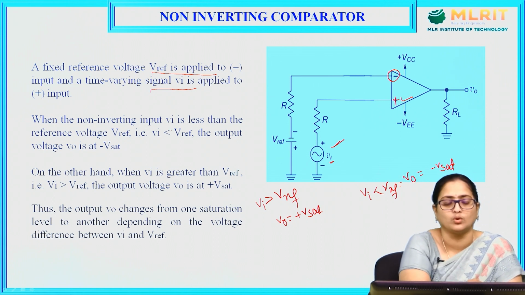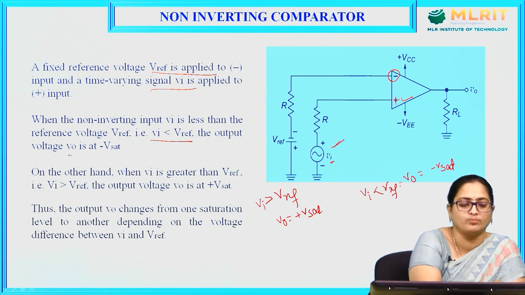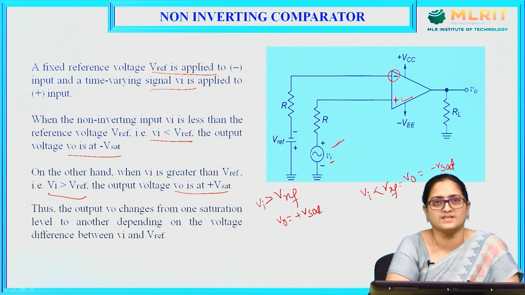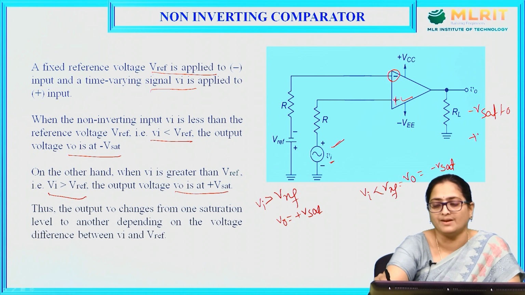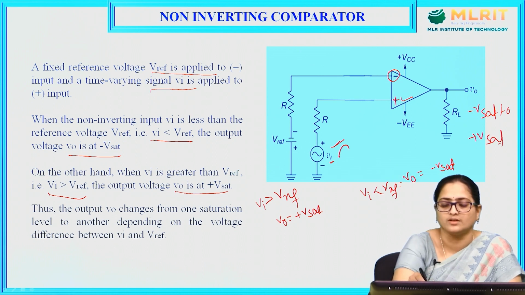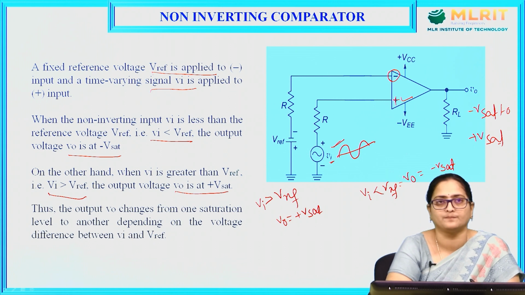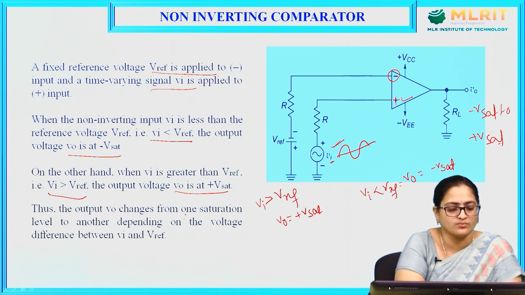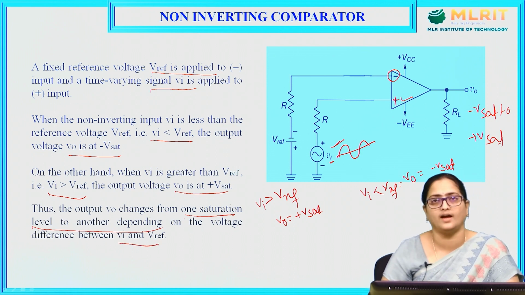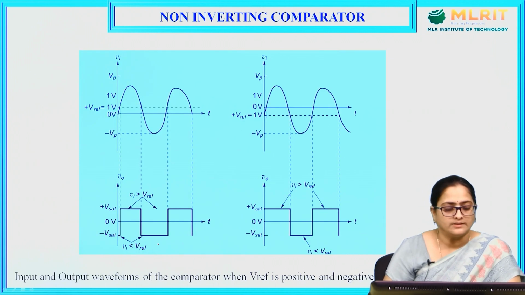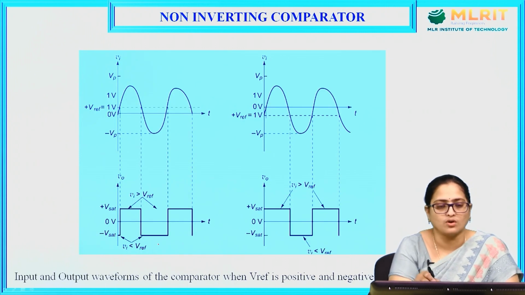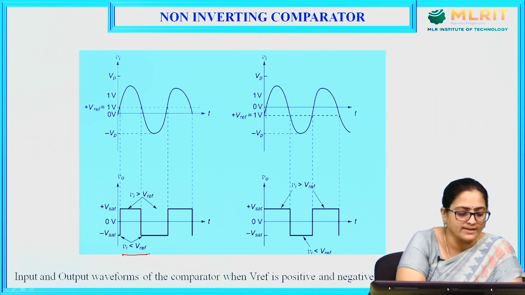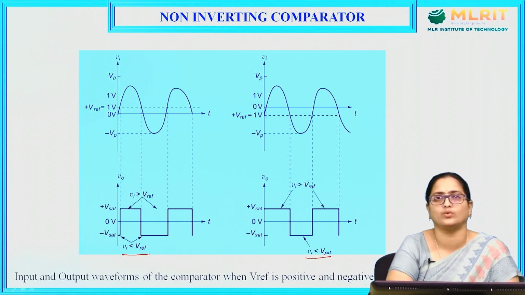When the non-inverting input Vi is less than V reference, the output goes to minus Vsat, and when Vi is greater than V reference, the output goes to plus Vsat. That is, the output switches from minus Vsat to plus Vsat depending upon the amplitude of Vi. Thus, the output voltage V0 changes from one saturation level to the other depending upon the voltage difference between Vi and V reference. These are the input and output waveforms of a non-inverting comparator when Vi is less than V reference and when Vi is greater than V reference.